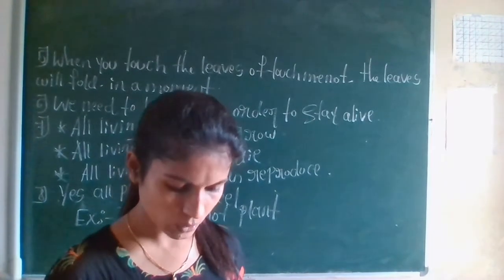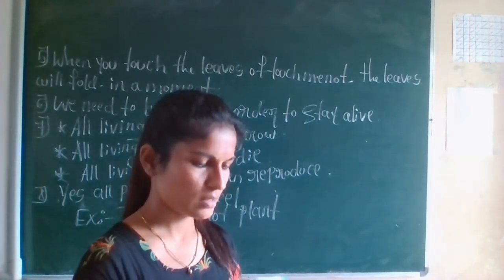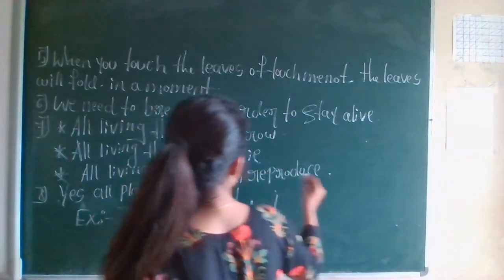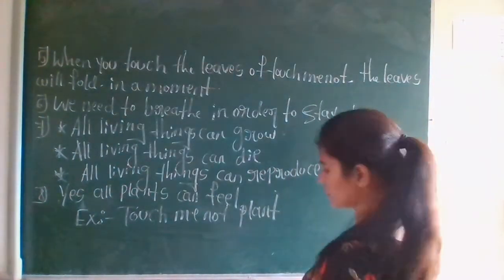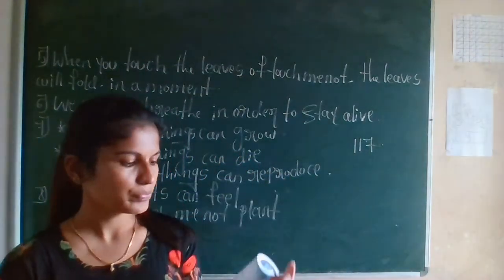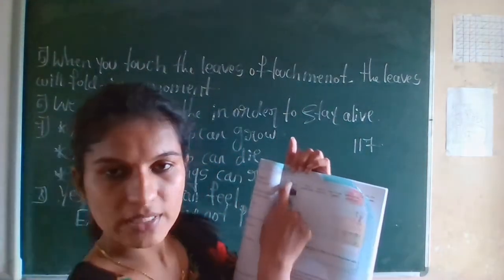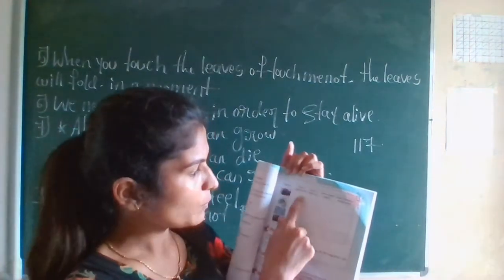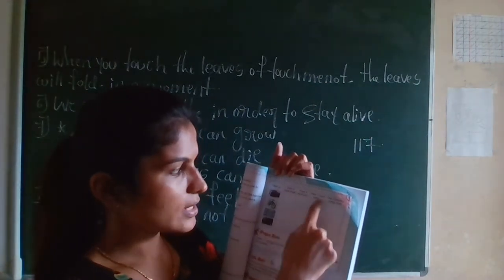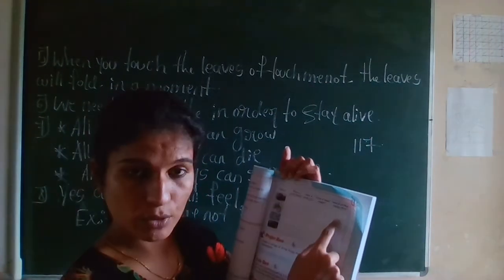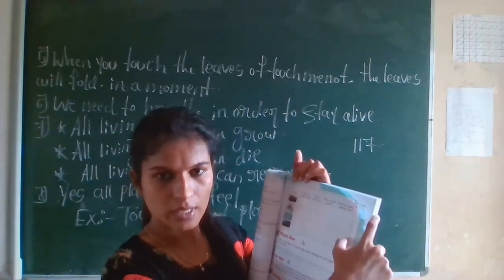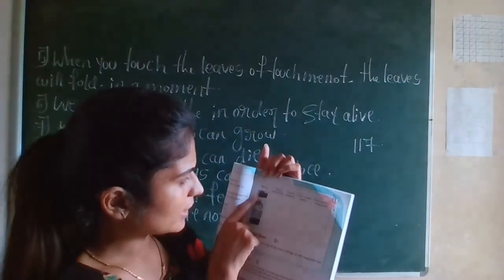And you can see activity zone is there. What is that activity zone? See, in page number 117, a table is there. What is that table? See, in the first column, some objects are there. In the second, does it need food? Next, does it need air? Does it need water? Does it reproduce? Some objects are there. You should answer all of them. See, what is the first object? It is a machine.